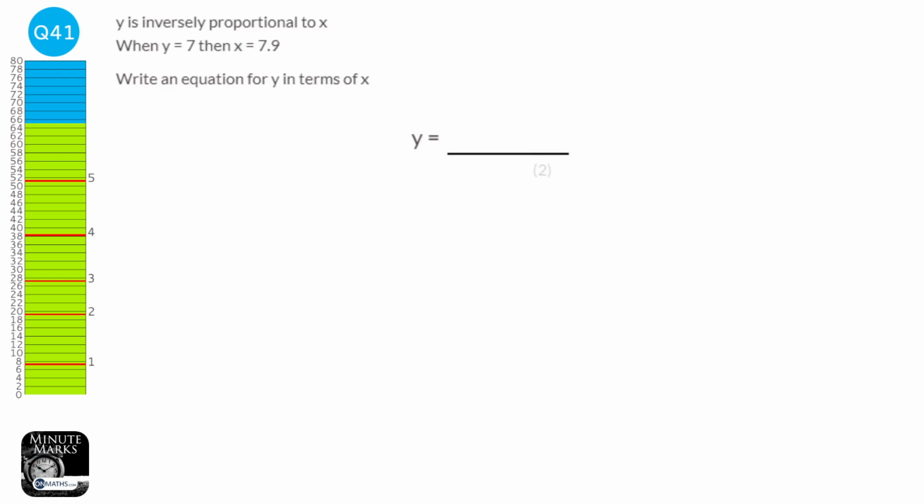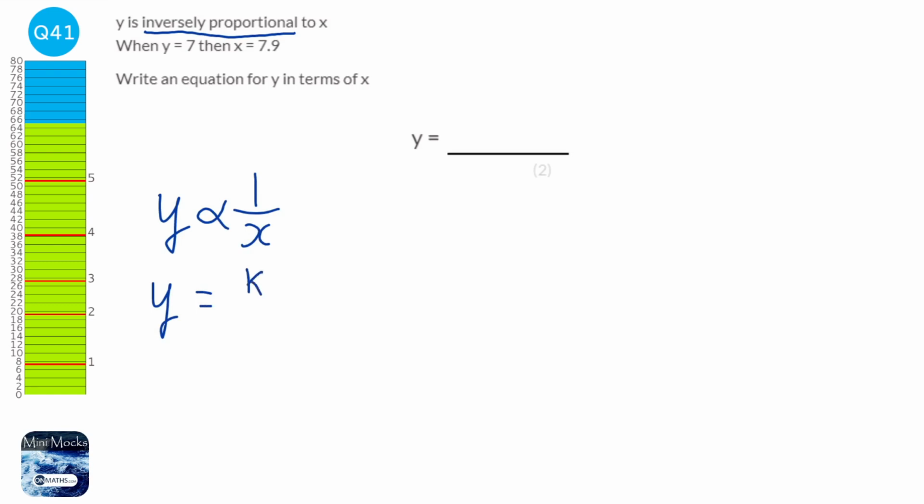When it's said that y is inversely proportional to x, it means that y changes as 1 over x changes. And to write this in an equation, all we do is we just write y equals k over x. Now k is something we need to find. So what we need to do is find out what a value of y and a value of x are somewhere on the graph that would be formed from this, and we've got that in this question.